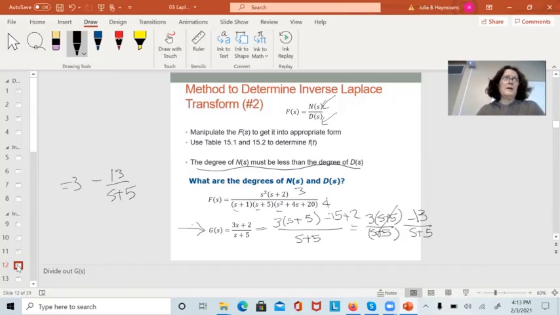I can take the inverse Laplace transform of that, because the inverse Laplace transform of 3 is going to be 3 delta t.